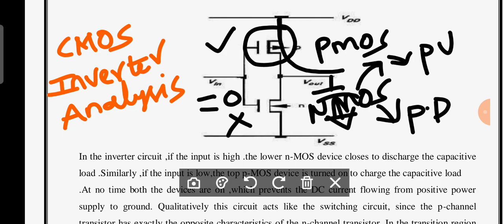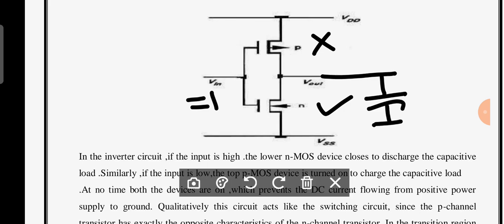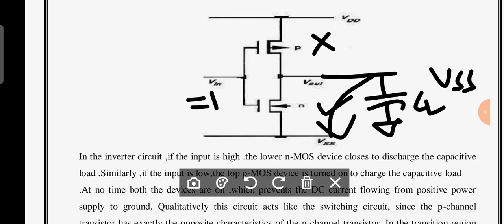Is it clear? Now you may observe very clearly, when Vin is equal to 1, the pull-up transistor turns off and the pull-down transistor turns on. If you consider the load capacitor here, this load capacitor discharges towards VSS. Is it right? This is the operation.